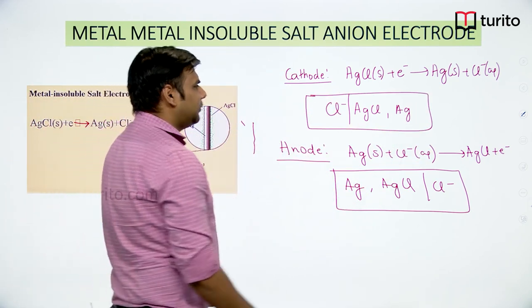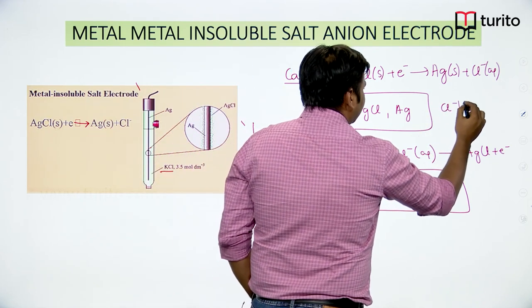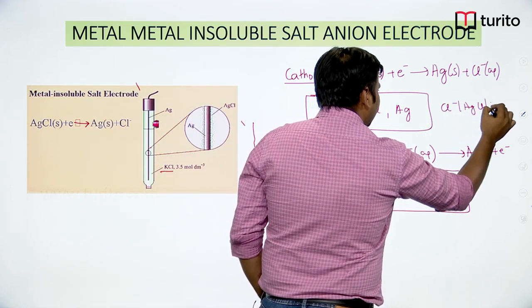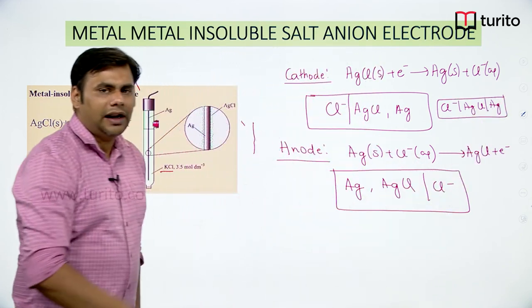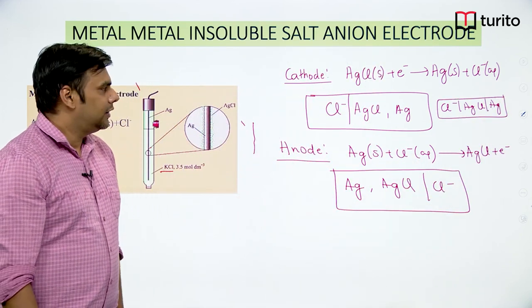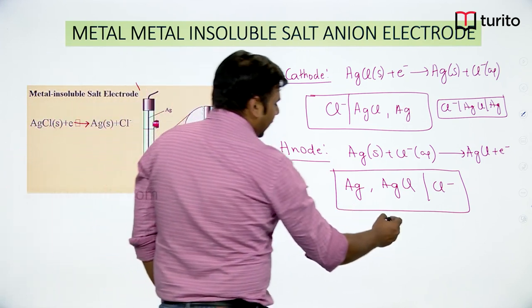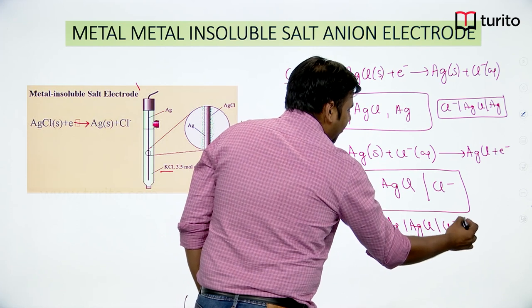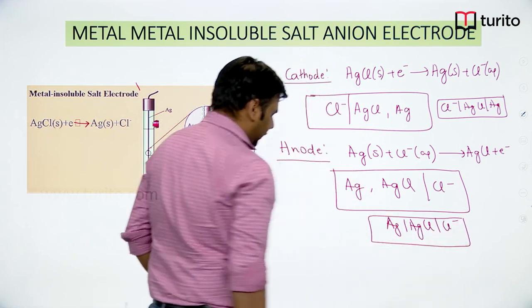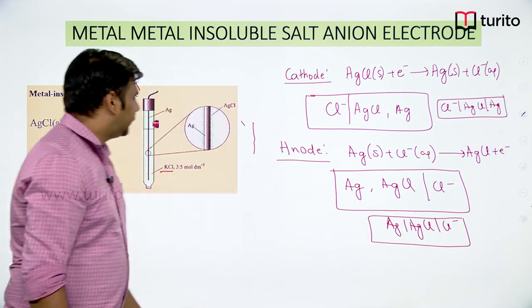In many textbooks this is also written as Cl negative, AgCl, again a bar, and Ag, to differentiate that one is a metal and the other is the sparingly soluble salt. Similarly, here it can be written as Ag, AgCl, Cl negative. Okay, so this is the common notation that you should know. Hope this is clear to you.